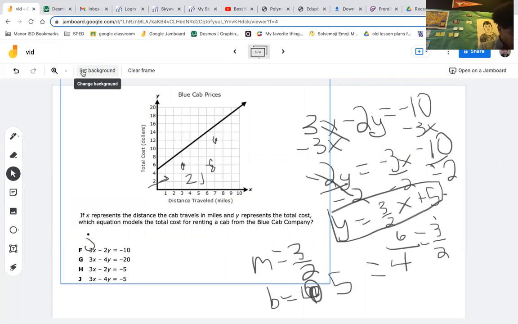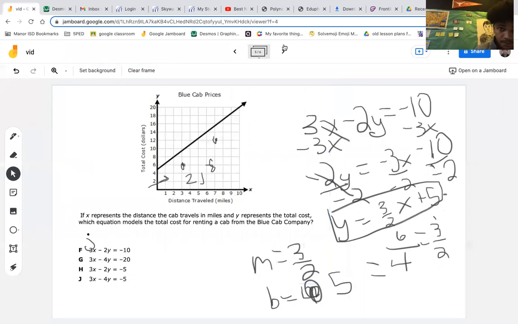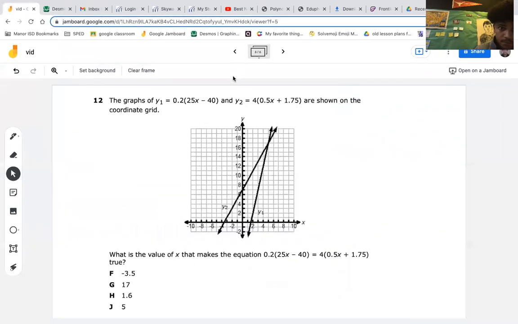All right. And finally, this one here. You have y1 equals and so on. I'm not going to read the equation, but you have these two lines graphed. What's the value of x that makes the equation true? It's basically a fancy roundabout way of saying what's the solution? The solution of two linear equations, which is two lines, is just wherever they cross.